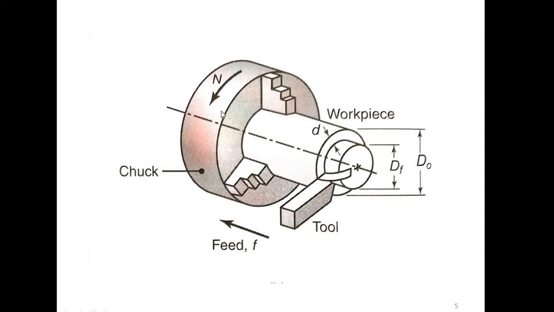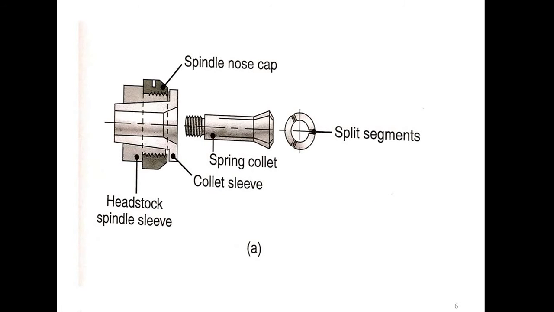It is one of the work holding devices. Chuck is one of the work holding devices. Coming to the next, collet. Here, headstock spindle sleeve is there. Then spindle nose cap is there. Here, spring collet sleeve is there, in which spring collet is fixed.